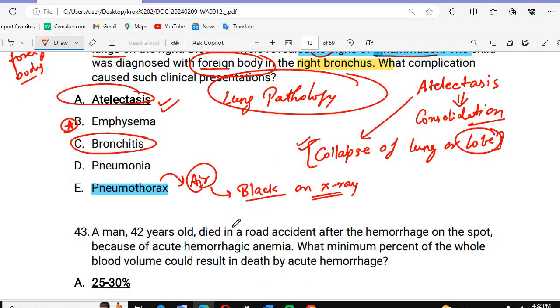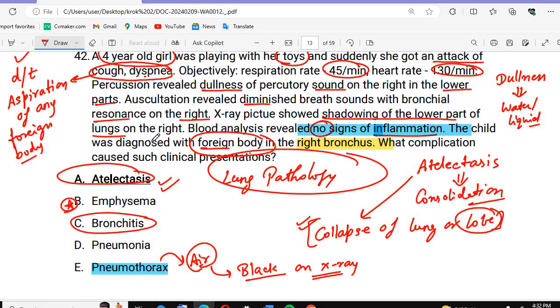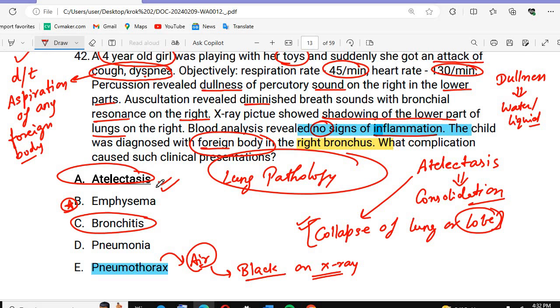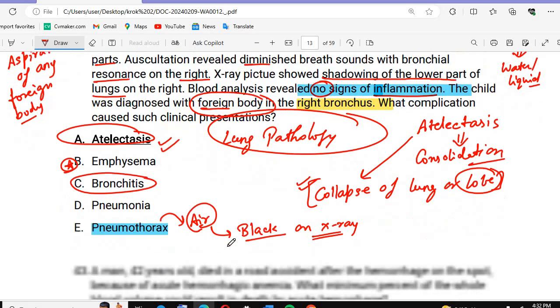Then question number 43. I hope this is understood. See, if any foreign body is there, due to which there can be aspiration pneumonia, and if any foreign body objects are there, those complications can lead to atelectasis. It can cause the collapse of the lungs or collapse of any lobe. Mainly here the right bronchus is involved, so the right lobe will be affected.